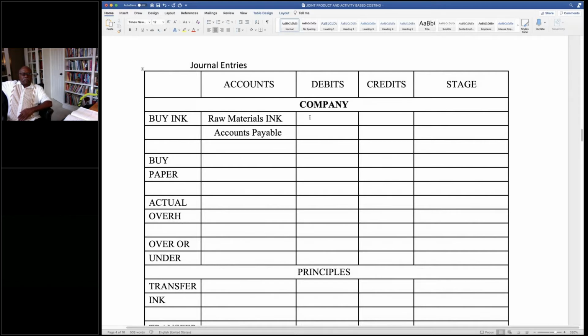You said 200? Yeah, $2,200,000. Alrighty. Okay, and then for the paper, it tells us up above that they bought 90,000 units of paper as a company. So we take 90,000 multiplied by the amount that 1 unit of paper costs, which is $10, will give us $900,000. So we debit raw materials, paper, and then we credit accounts payable.